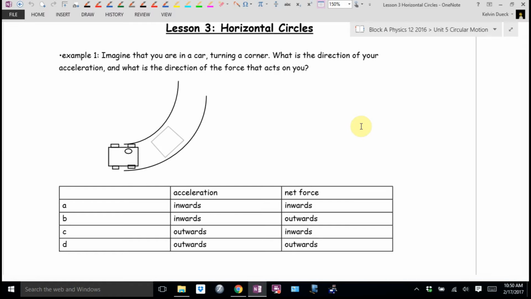Imagine that you're in a car turning a corner, going in a circle. What's the direction of your acceleration? And what's the direction of the force that acts upon you? What's the direction of your acceleration? Inwards, towards the center. Now, can I give you some advice?